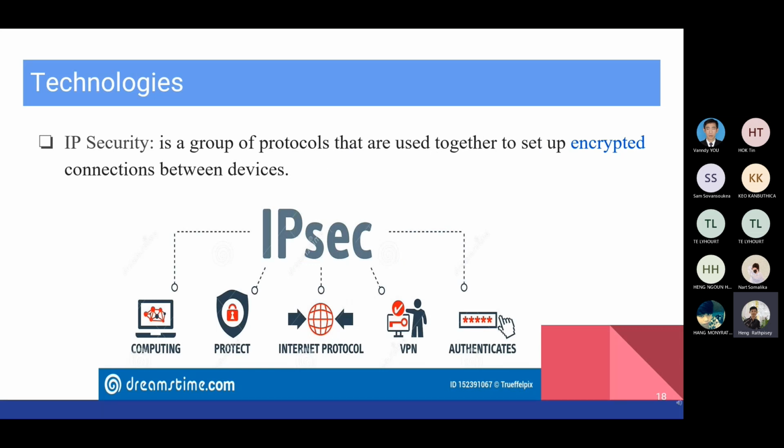The last technology is IP security. IP security is a group of protocols used together to set up an encrypted connection between devices. It works at the network layer of the Open Systems Interconnection model and is a framework consisting of protocols and algorithms for protecting data through an untrusted network such as the internet. It provides data security in various ways, such as encrypting and authenticating data, and protecting against insecure networks.